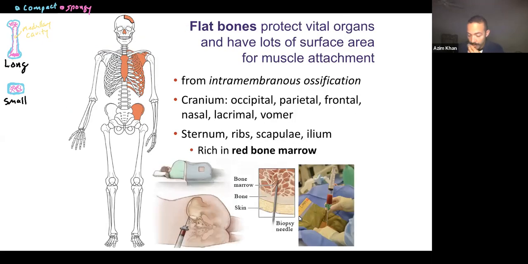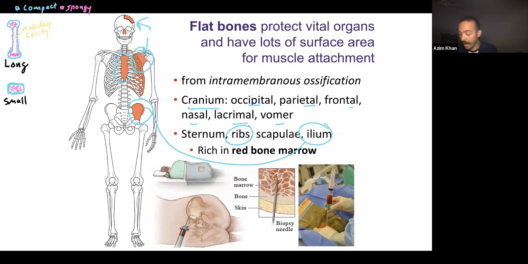Flat bones, as we've mentioned, are found in your skull. They're found in your scapula. So your cranium: occipital, parietal, frontal, nasolacrimal, vomer. We'll go over all those bones later, but they're all in your head area. Your sternum, your ribs, your scapulae, your shoulder blade, your ilium. Your ilium is this part of your coxal bone. It's flat. What all these have in common is that they're very protective, and they have lots of surface area for muscle attachment. That's especially true for the scapula.